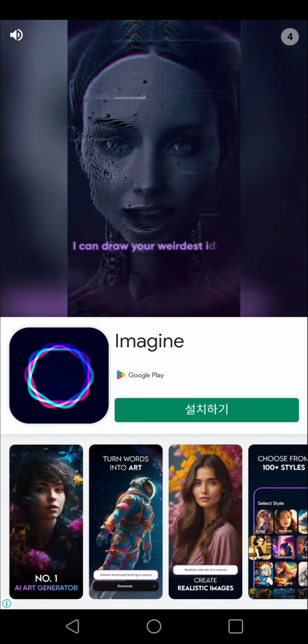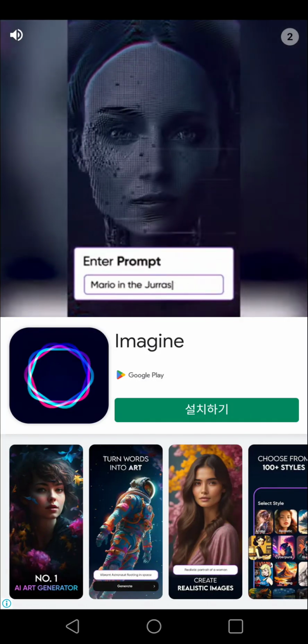I can draw your weirdest ideas. Excellent.